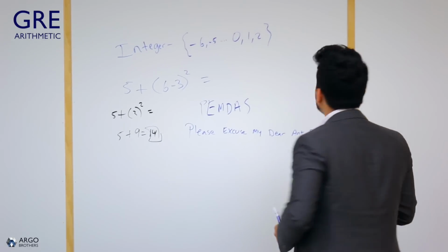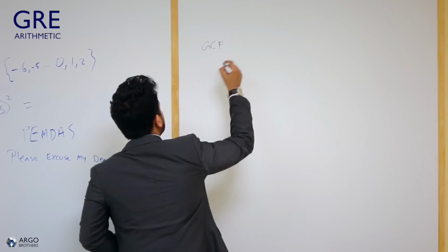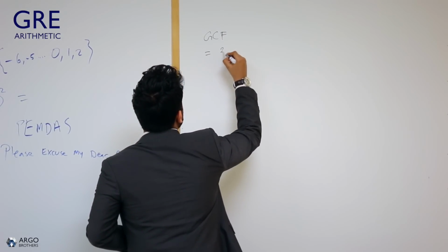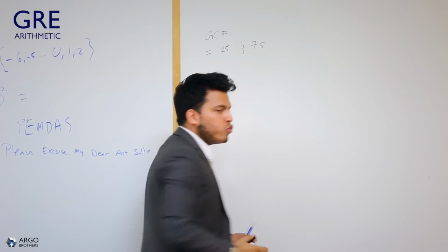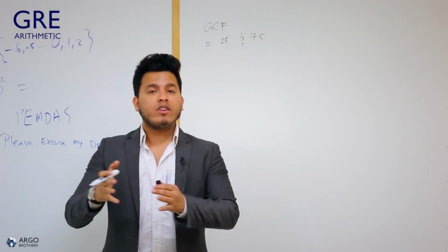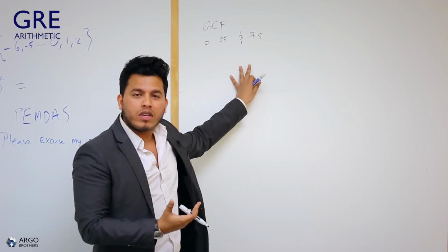So how do we actually find the greatest common factor? Let's move on to this board. GCF, greatest common factor. Let's make it simple. Let's say the greatest common factor of 25 and 75. What is the greatest common factor between these two numbers? Well, there are various ways you can do it. Maybe you're not going to be given these simple numbers on the exam.